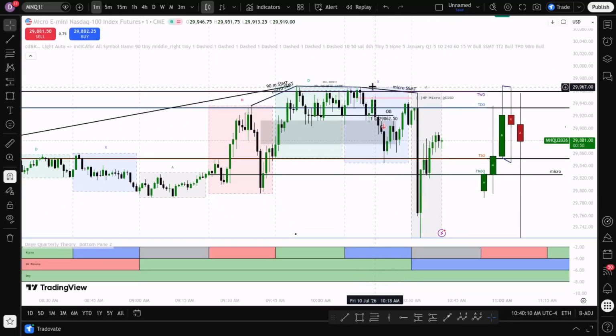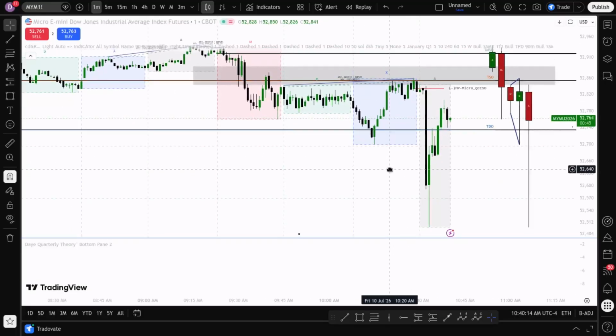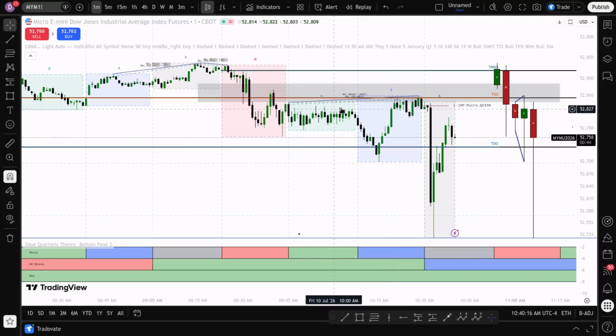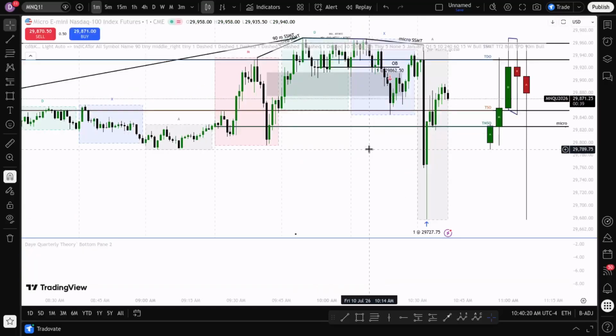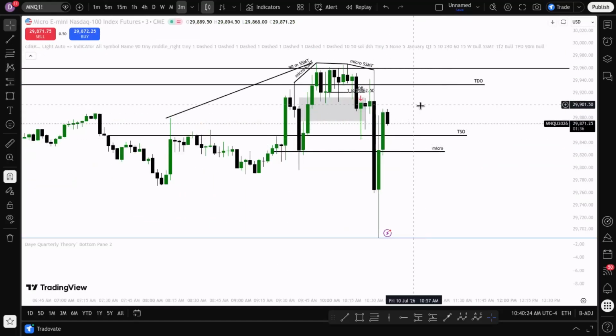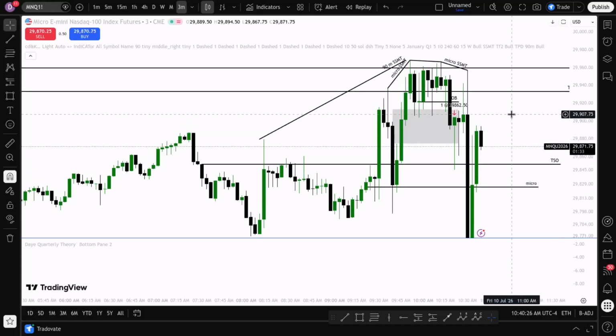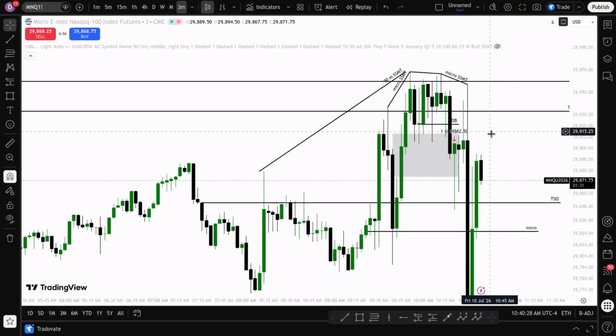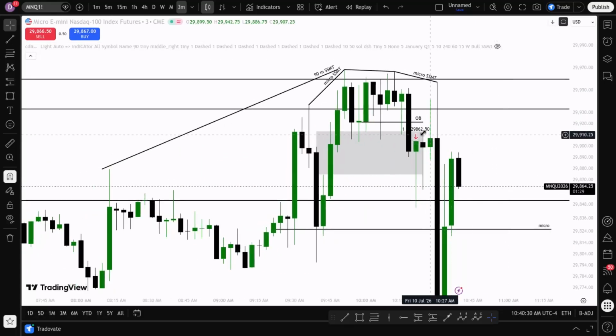And then later on, we have the micro cycle sequential SMT again, where we did take the high of the third quarter, and we did not take the high of the third quarter on the Nasdaq, which I think I have marked a little wrong, but between the third and the fourth quarter.